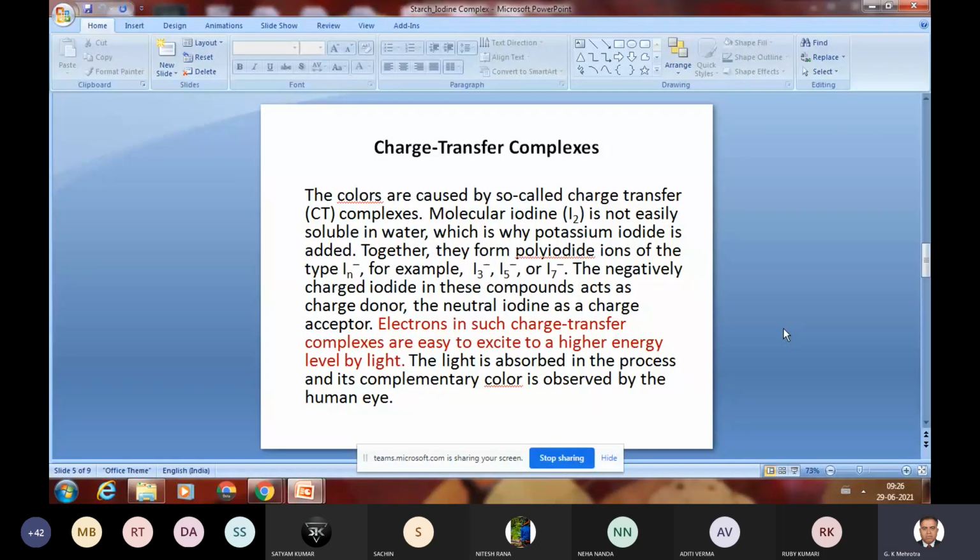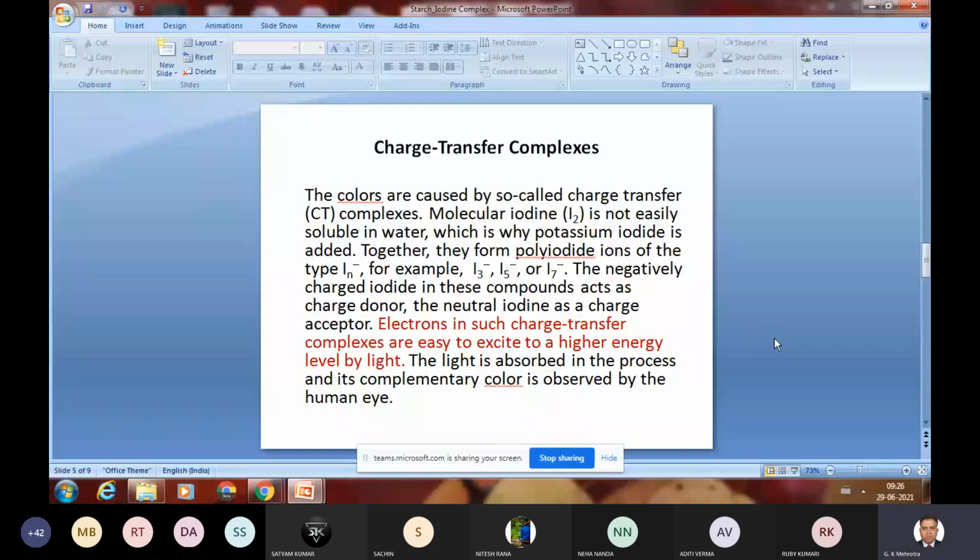We are not going into that right now. I'm leaving it to you to explore it yourself. That would be part of the Viva Voce, if I would like to ask you later on. The light is absorbed in the process, and its complementary color is observed by the human eye.